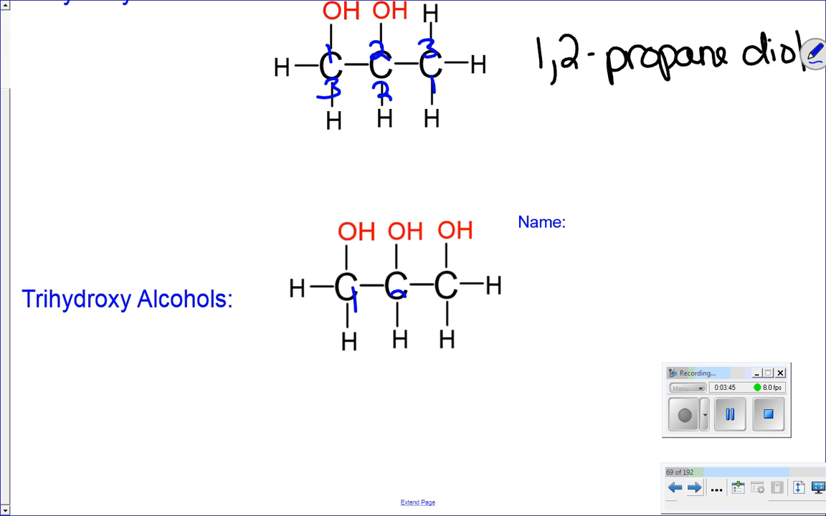This molecule right here doesn't matter which way we number because we have a hydroxy group on each of those carbons. This is a trihydroxy alcohol known as 1,2,3-propane triol. That should not have a dash. I don't know why I did that. I apologize. Propane triol.